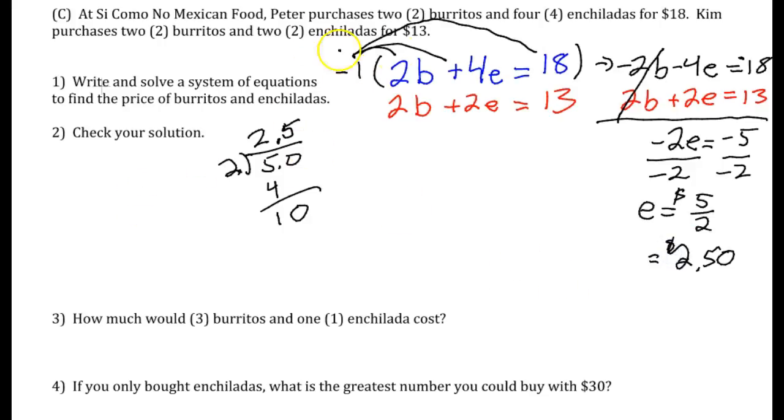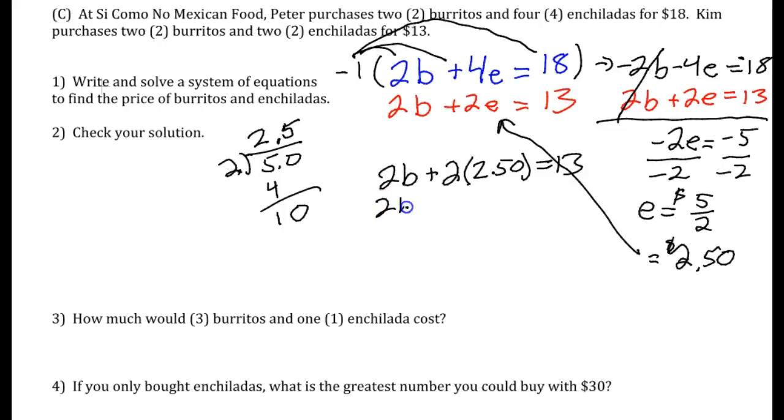No. Remember, there's two things we're buying here, burritos and enchiladas. So we got to find out how much a burrito costs. So I'm going to plug this thing right into here. So 2 burritos plus 2 enchiladas at $2.50 cost $13. So we can solve this, work backwards, and find out how much is one burrito.